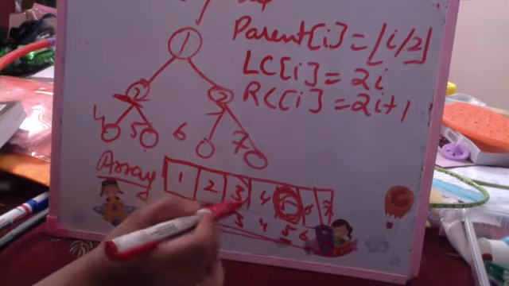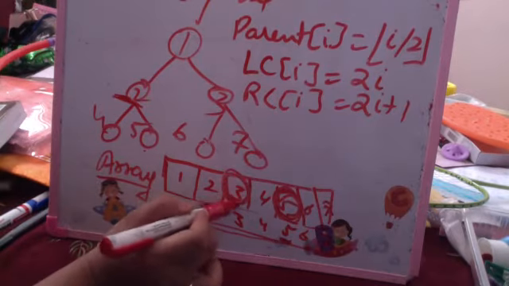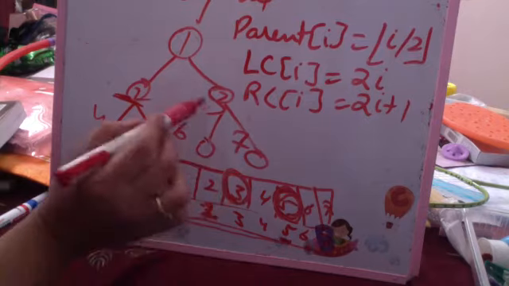Similarly, I want to find the parent of 3. 3 by 2 is 1.5. I take the floor value, 3's parent is 1.